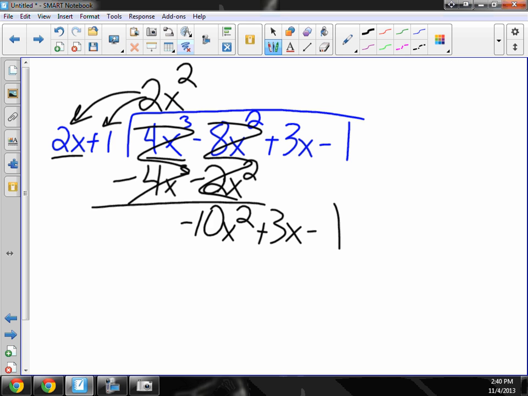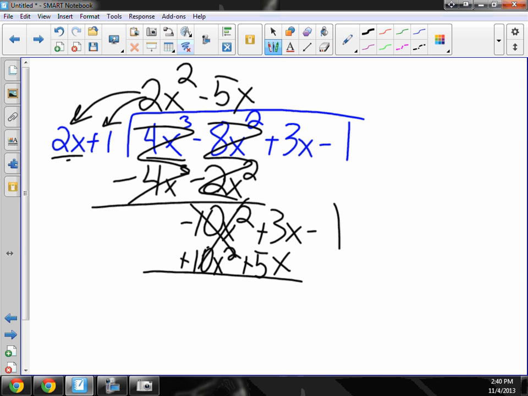How many times does 2x go into negative 10x squared? Negative 5x. So minus 5x. So negative 5x times 2x is negative 10x squared. Negative 5 times 1 is negative 5x. Now what do I do? Subtract. First one cancels. 3 plus 5 is 8x minus 1.